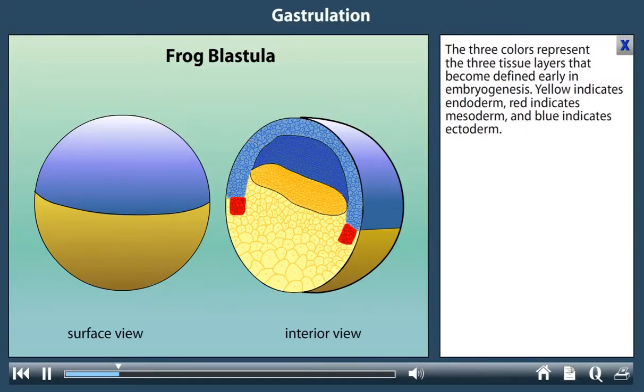The three colors represent the three tissue layers that become defined early in embryogenesis. Yellow indicates endoderm, red indicates mesoderm, and blue indicates ectoderm.